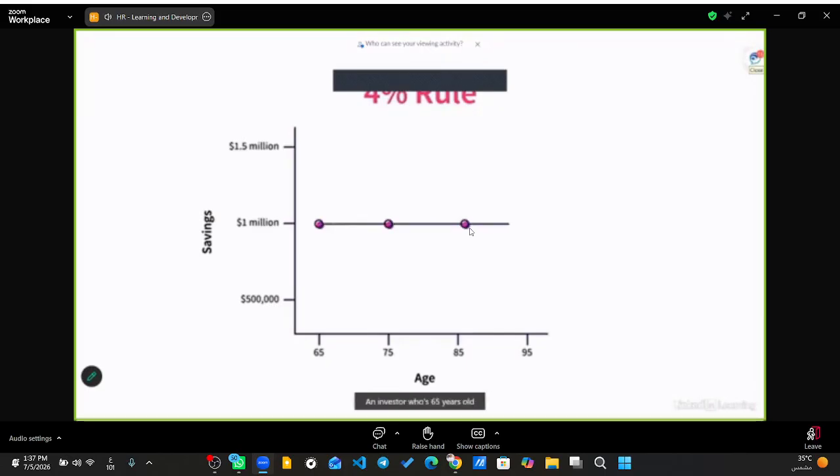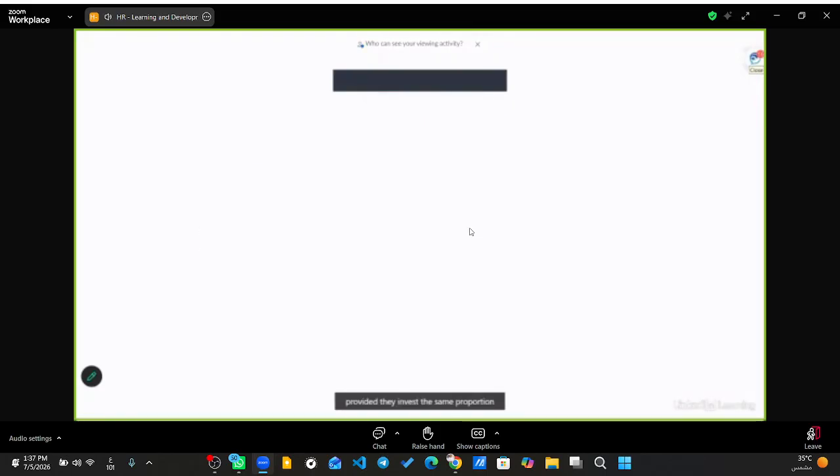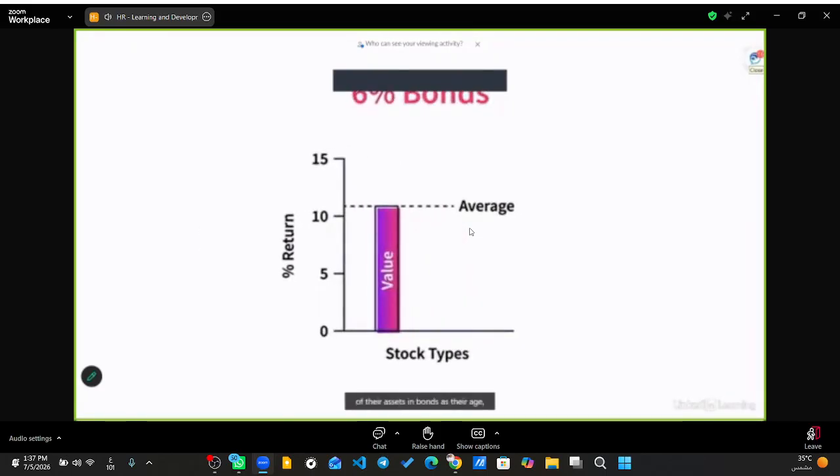An investor who's 65 years old with $1 million in their portfolio will still have about $1 million in savings when they're 95 years old, even after withdrawing 4% every year from the time they turn 65 to the time they turn 95, provided they invest the same proportion of their assets in bonds as their age, meaning 30% in bonds when they're 30, 65% in bonds when they're 65. It'll stay constant because of a few assumptions based on historical figures.